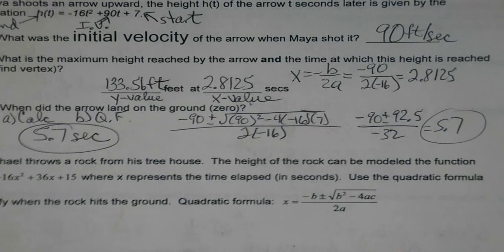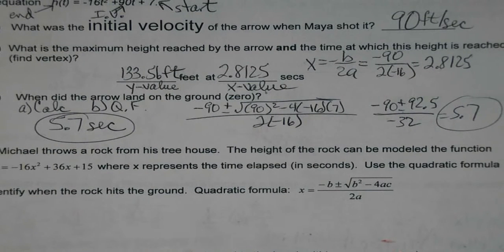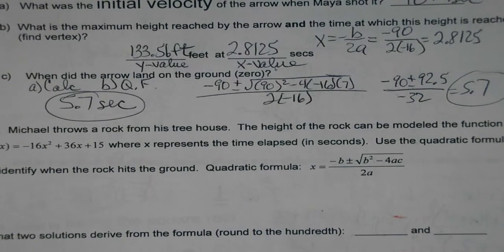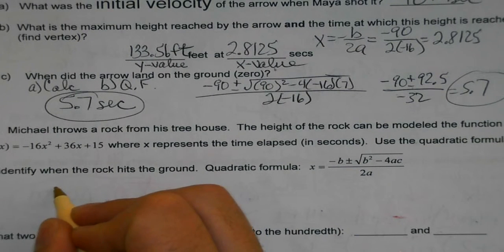Again, you've got to have the practice to know that you can use one of them, because I'm not going to tell you which one to use when you get there. So then when we get down to 20, Michael's throwing a rock. Use the quadratic formula to identify when the rock hits the ground. Again, I don't care which way you go with this. Okay? So here, we're going to get two solutions, though.